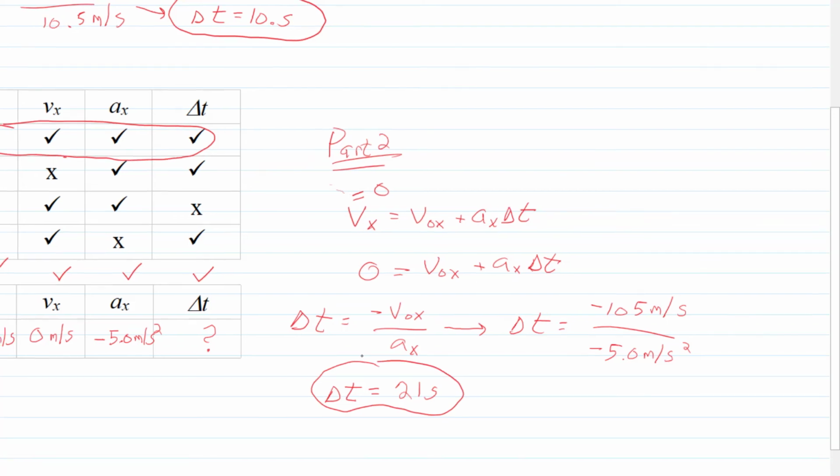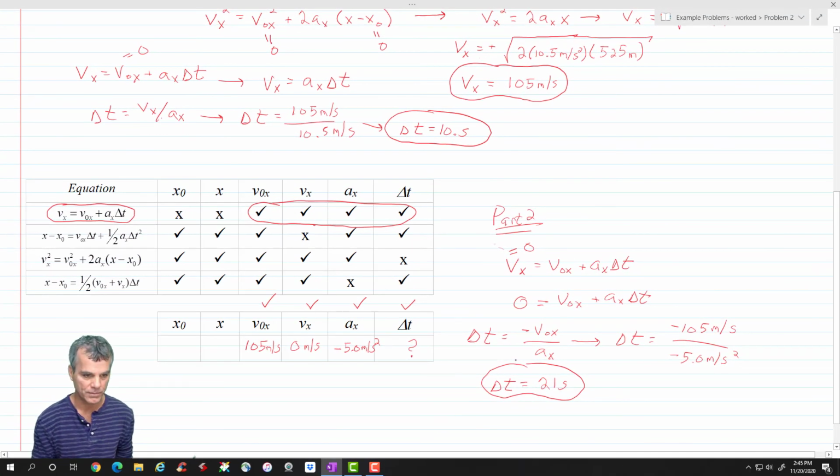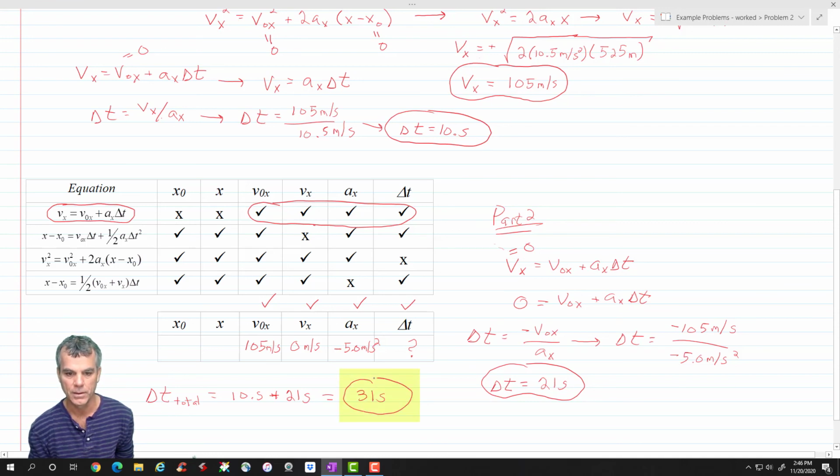So we wanted to know what is the total time from start to finish. My total elapsed time is going to be my time for the first part, which is 10 seconds, plus my time for the second part, which is 21 seconds. So my total elapsed time from start to finish is 31 seconds. Well, that is it for this example problem.